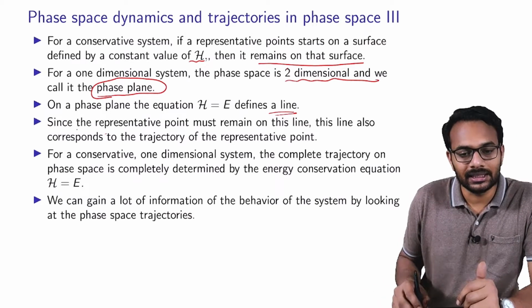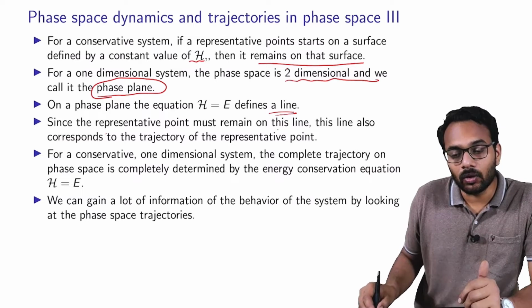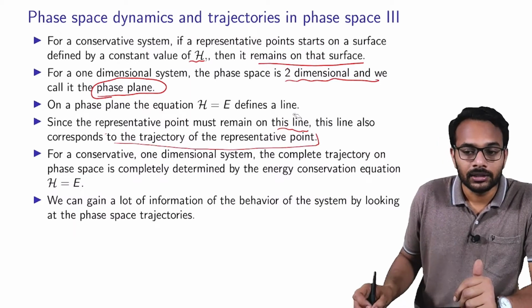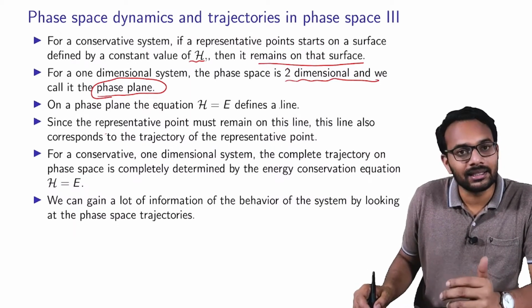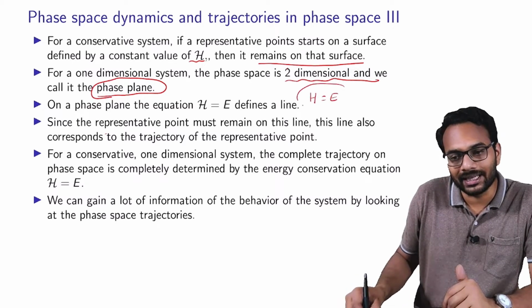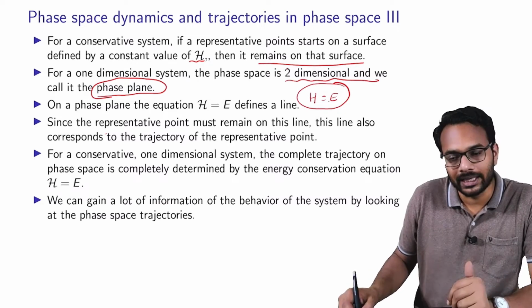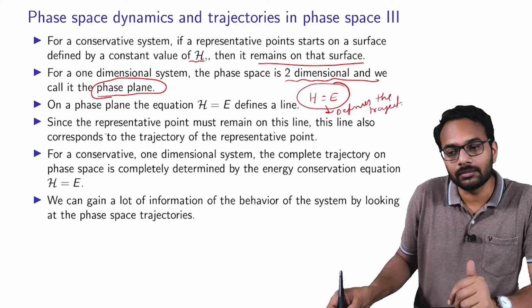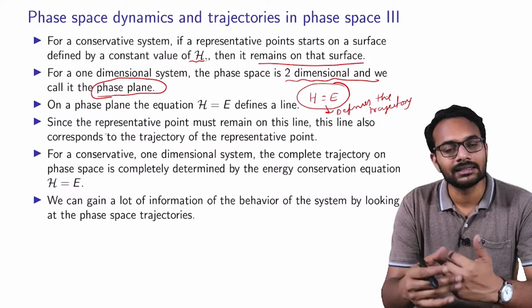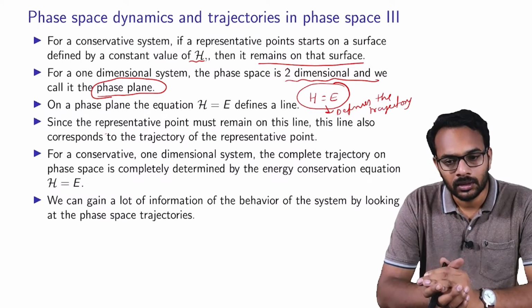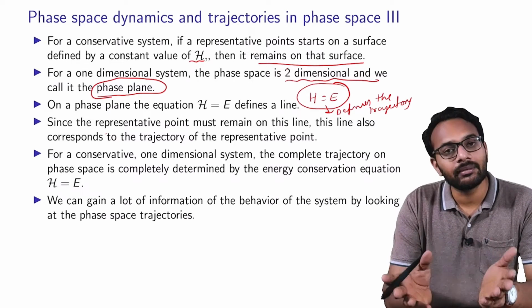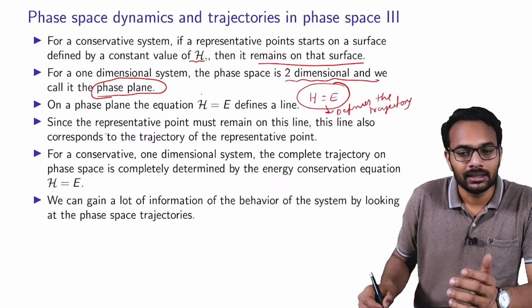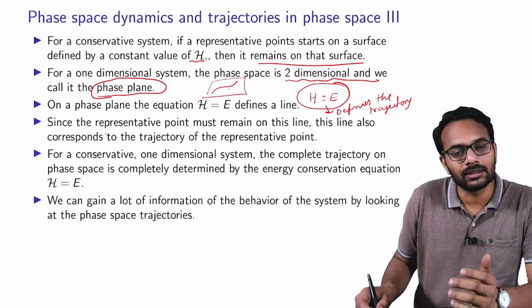Since the representative point must remain on this line, this line also corresponds to the trajectory of the representative point. So for one-dimensional systems, we have this interesting fact that the condition for conservation of energy for a conservative system also defines the trajectory of the system in phase space. If it's, for example, a four-dimensional phase space, the condition for energy conservation will be a surface, and the trajectory will be a line on this surface. I hope this is clear.